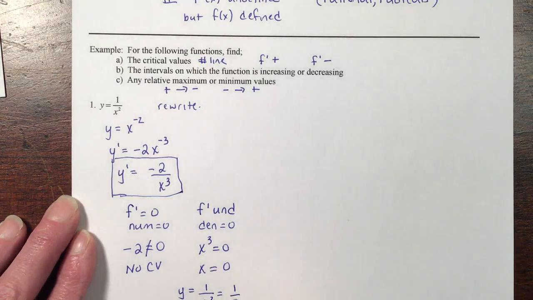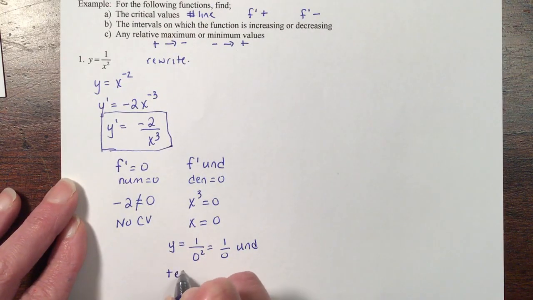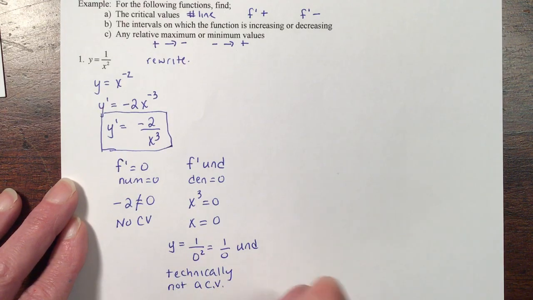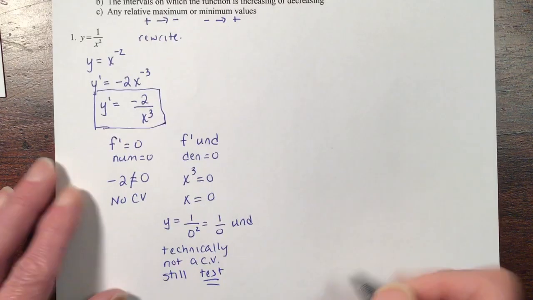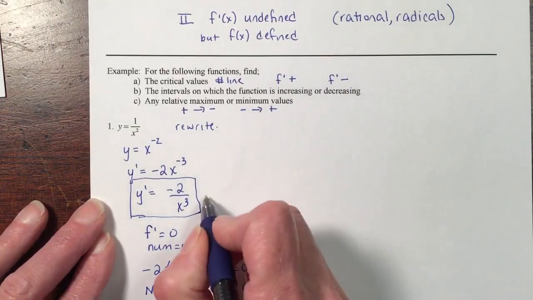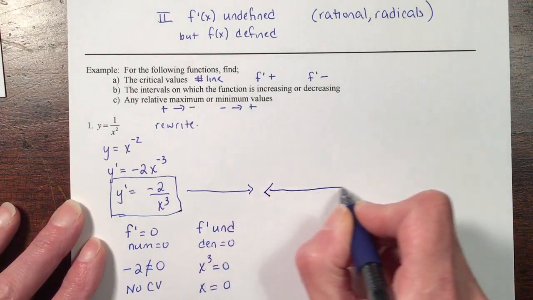And I notice here it's undefined. So technically, this function is not a critical value, but we still have to test it. Okay? We're still going to test, meaning I'm still going to put it on the number line. So I move back up to where my derivative rule is, and I make a number line for myself.